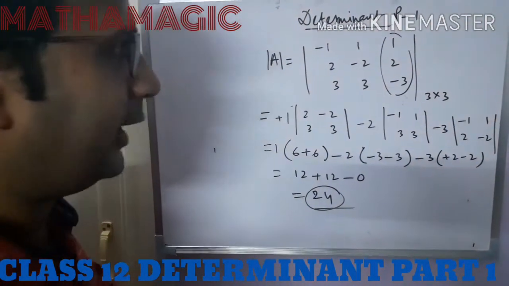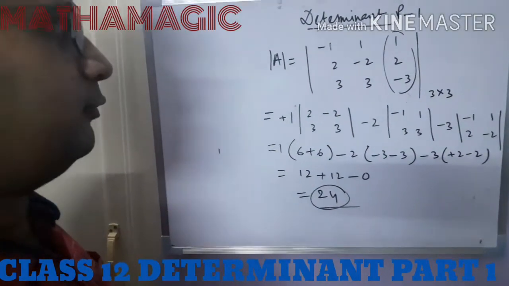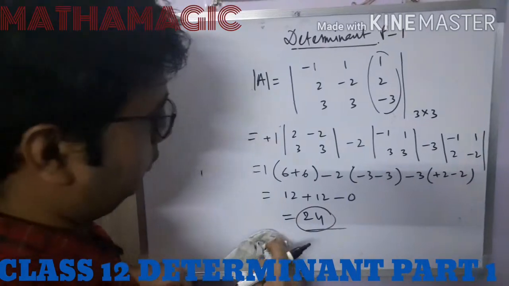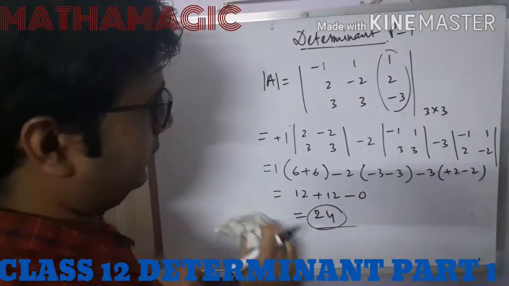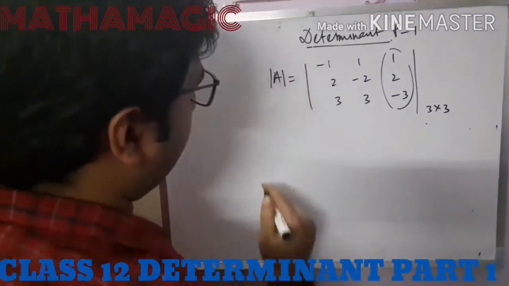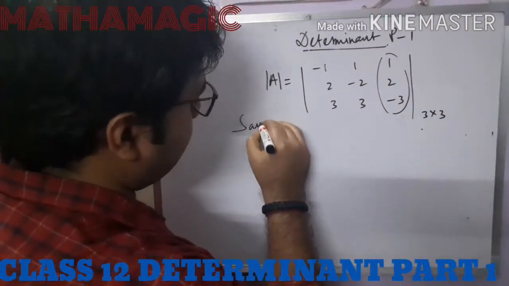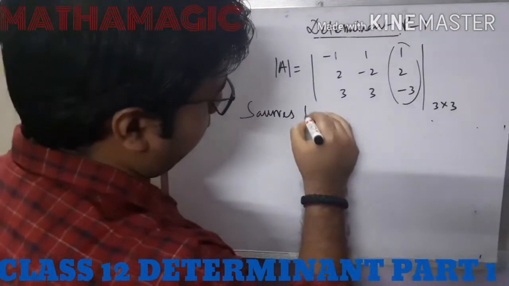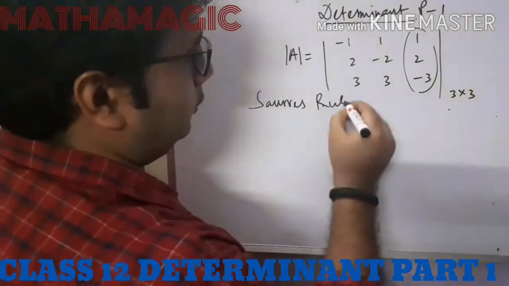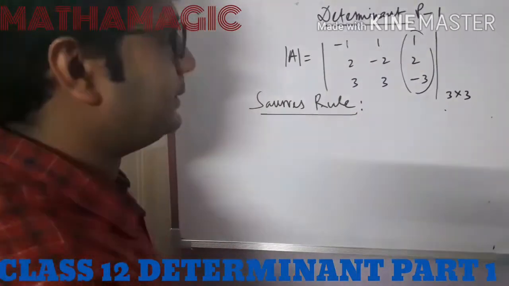Now we'll move to another procedure of finding the value of a determinant. So let us start with that procedure. The next procedure means we are going to use Sarrus rule, S-A-R-R-U-S, Sarrus rule. What does Sarrus rule say?